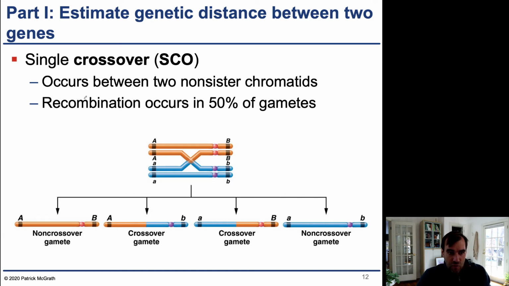So single crossovers. These occur between two non-sister chromatids. When you have a recombinant, this is what it looks like. So this is the tetrad. The tetrad has formed where the homologous chromosomes have paired together and then crossover occurs. So how do you figure out what results from this crossover?